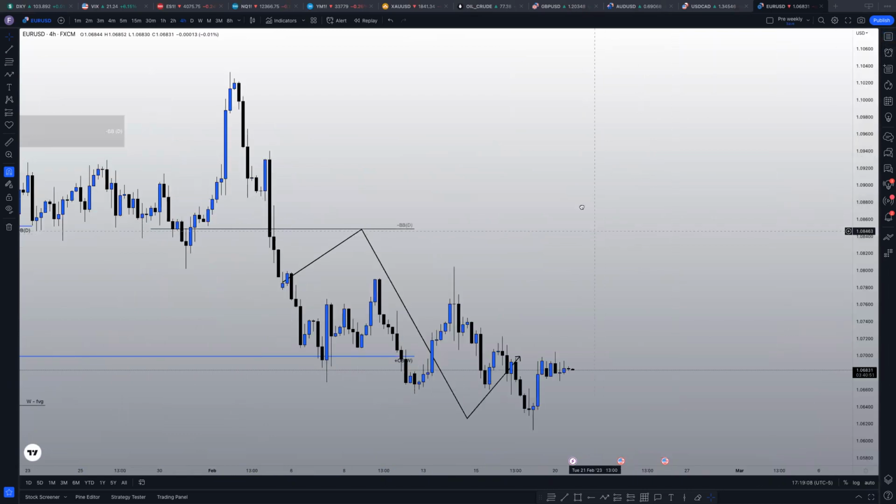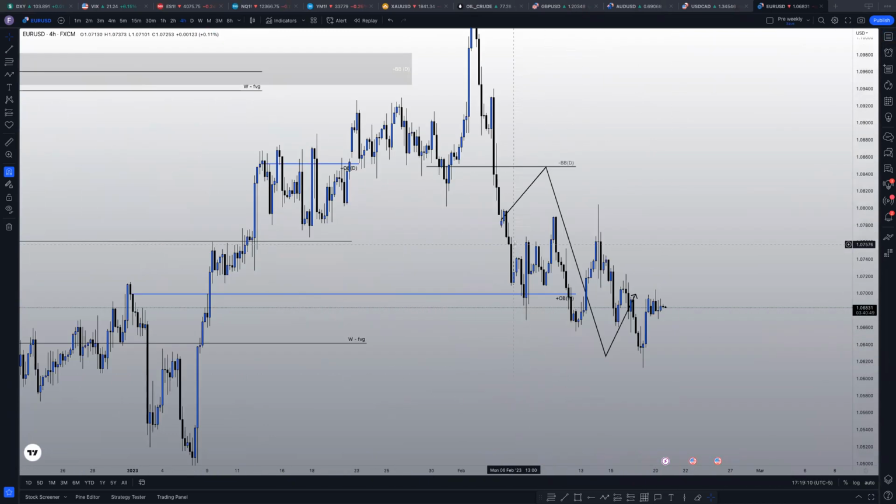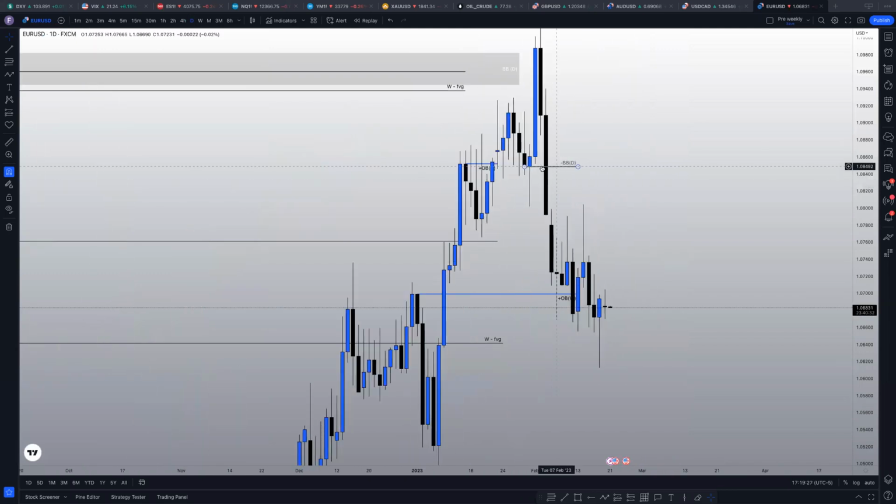EU. Again, didn't come to where I wanted it. Created short-term high, ran short-term high, went right to target, and then bounced off just like we thought it would. But didn't get the retracement we were looking for. Delete this.